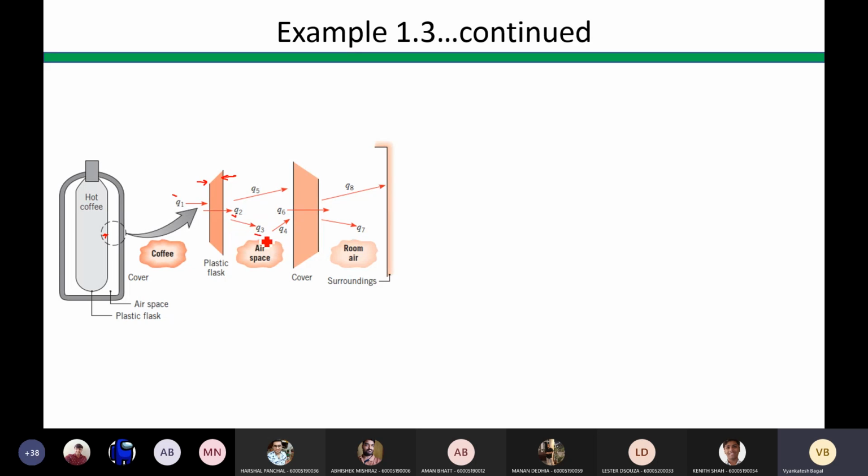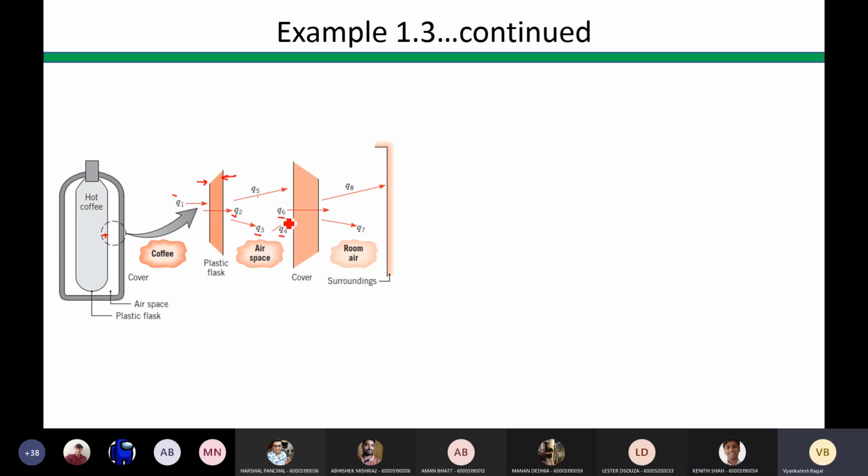Then you will find the arrows like Q3. Now what is Q3? It is the convection heat transfer, and maybe natural convection, because we are not forcing any fluid over the surface, right? So this can be a convection component from the outer surface to the air space. Now this can be convection heat transfer from the air to the inner surface of the cover here, right? And what is this Q5? Q5 can be thought of as the radiation heat transfer between these two surfaces, correct?